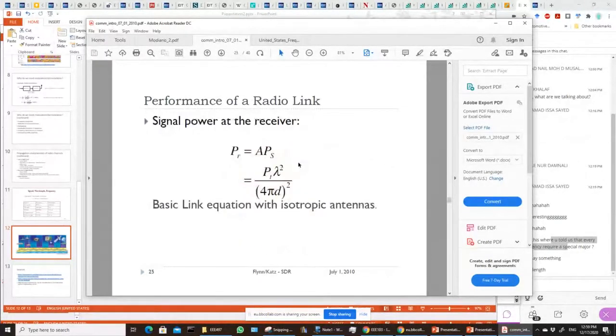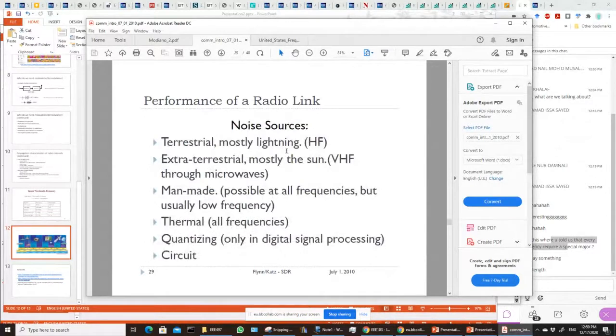Transmitter, I'm not going to go into these. I want to look at the sources of noise. Terrestrial, mostly lightning in HF. Extraterrestrial, mostly the sun for VHF through microwave. You get a lot of just the background radiation, sun radiation. And there's a lot of man-made frequencies. For instance, I talked about this with the microwave. The microwave is causing interference to your Wi-Fi network. But machines, any type of motor makes a lot of frequency, like they can just randomly produce electromagnetic noise at different frequencies.